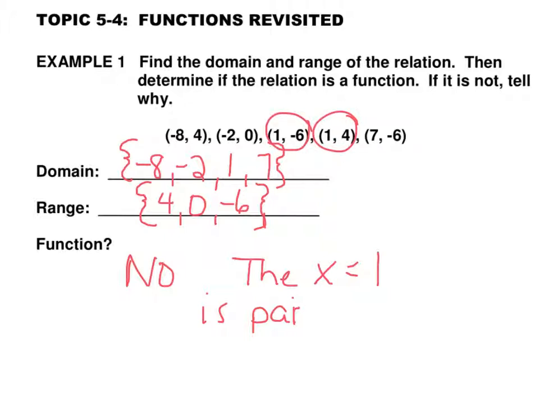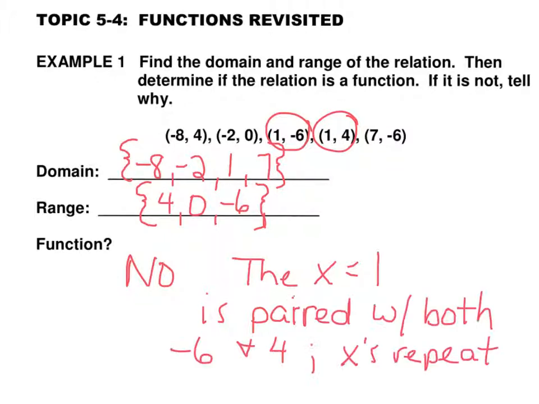So the x values can only be paired with one other number. In other words, the x values cannot repeat. So I would write that down. So the x value at 1 is paired with both -6 and 4. The x's repeat, and that is the reason it is not a function.